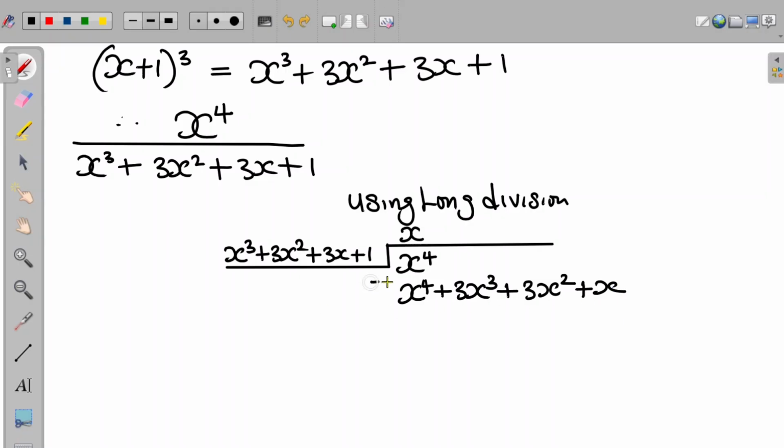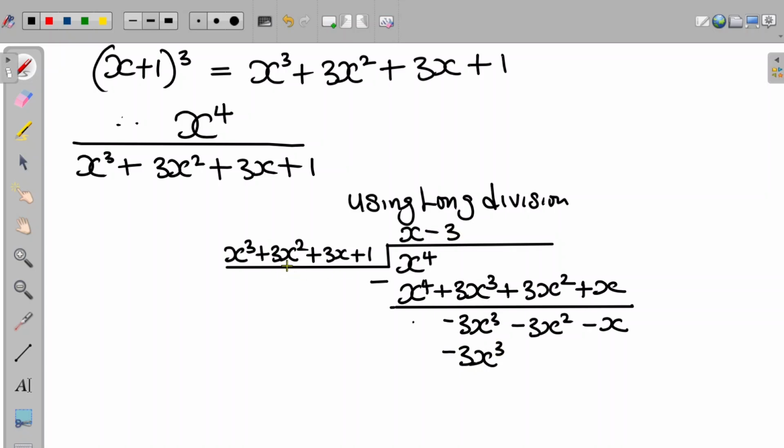Now we have to subtract. So by subtracting, x to the power of 4 minus x to the power of 4 is given as 0. So at this point, we'll be left with negative 3x cubed, negative 3x squared, and negative x. Now, we have to divide further because the power of x here is 3. At this point, negative 3x cubed divided by x cubed is negative 3. So negative 3 times x cubed is negative 3x cubed.